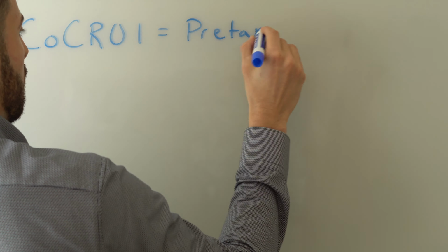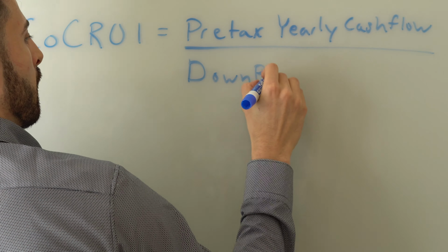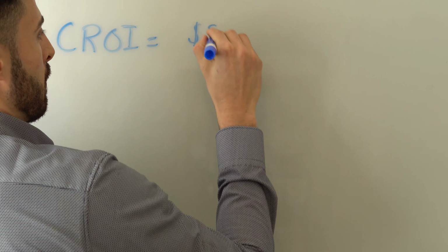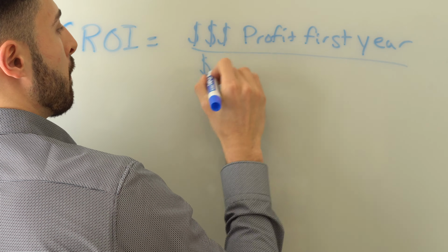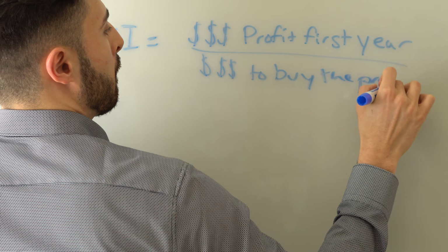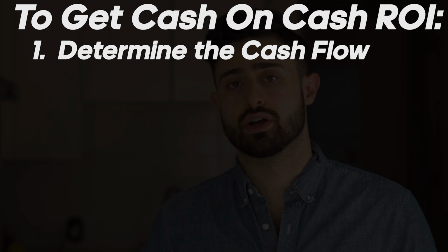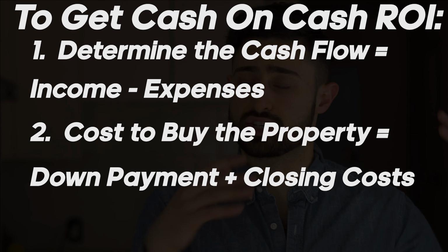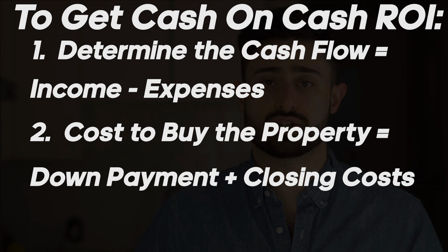The formula for cash on cash ROI is simple. It's pre-tax annual cash flow divided by the down payment and the closing costs. To make it even simpler, it's the amount of money you've profited in your first year of owning an investment divided by how much money you had to put down to get the property. The way you get this number is first determining the cash flow you would make on the first year. The cost of buying a property is pretty easy too. It's just the down payment plus the closing costs.